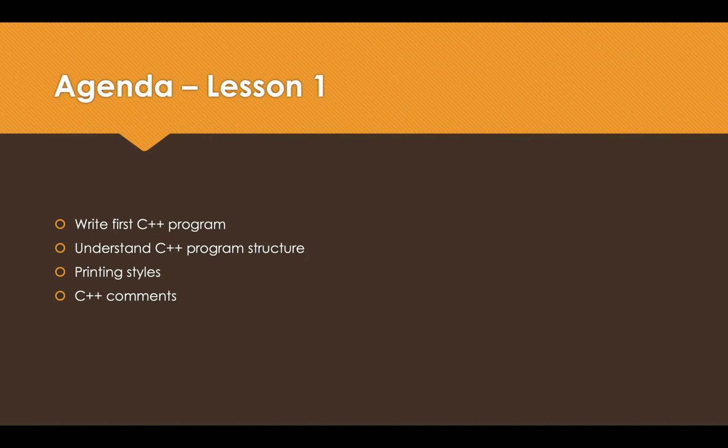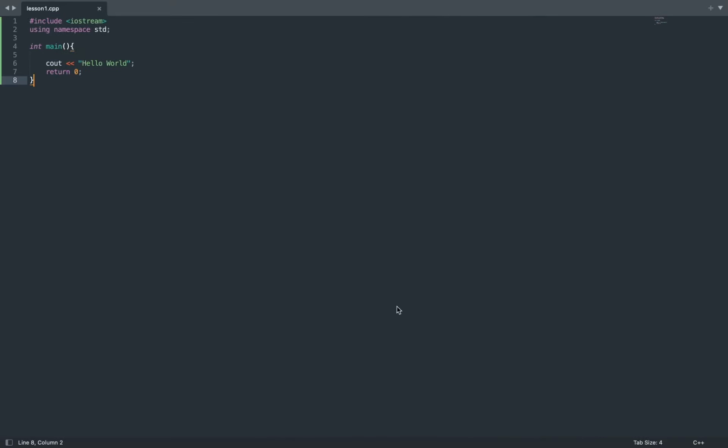So let me tell you quickly about the agenda for lesson 1. In this lesson, we'll write our first Hello World C++ program, understand the C++ program structure and the printing styles. At the end, I will let you know about C++ comments, how we add comments and what they are. Okay, so let's go to the IDE, which is Sublime Text for me.